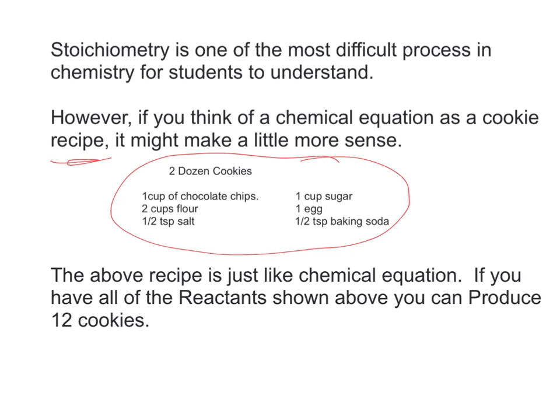And if I was to take a look and say, here's all my reactants, and if I add all of these together, I will create or produce 2 dozen cookies. Now, these are the coefficients, just like in front of a balanced chemical equation. And if any one of these is short, like all of a sudden instead of 1 cup, I had a half a cup of chocolate chips, then that's going to limit how many cookies I can make. The rest of this there will be extra of, but I will use up all of those chocolate chips, and we call that the limiting reactant.